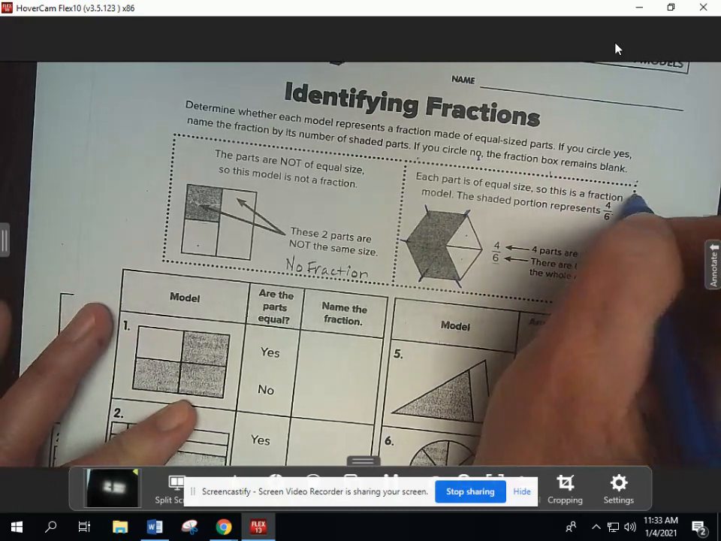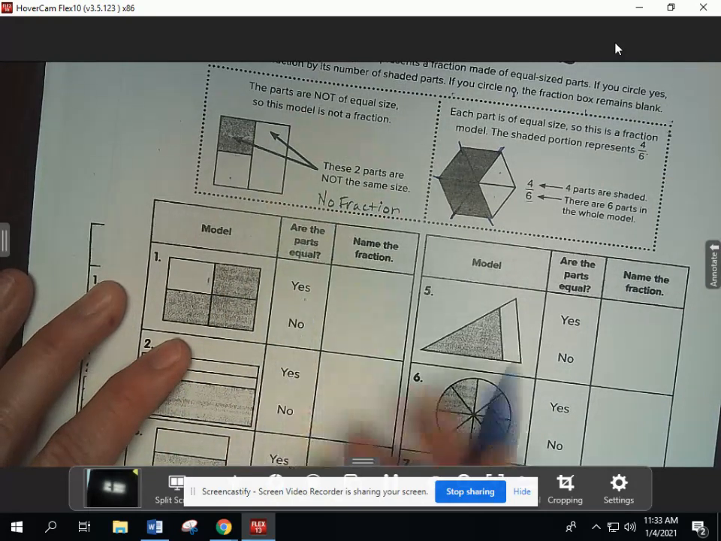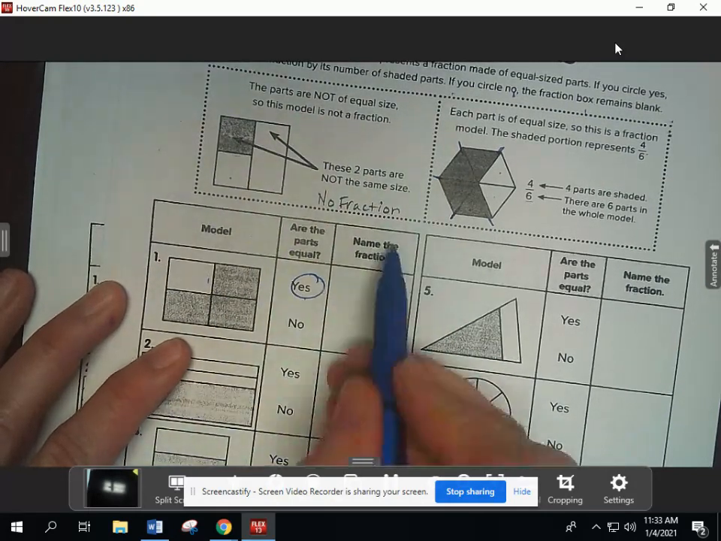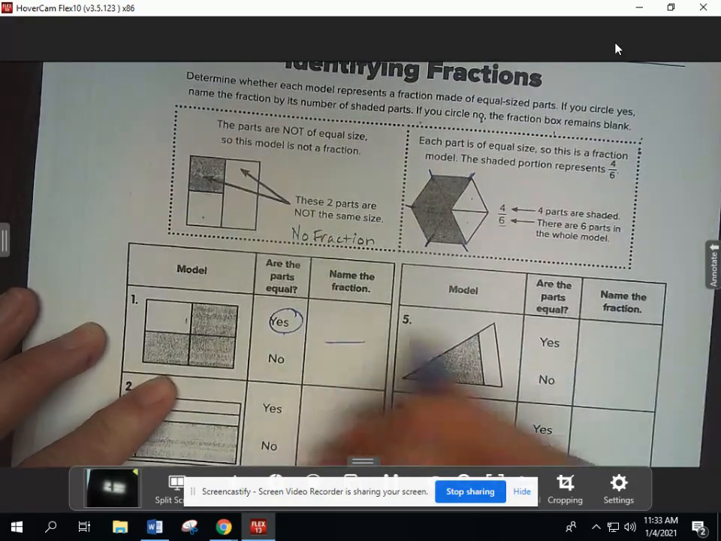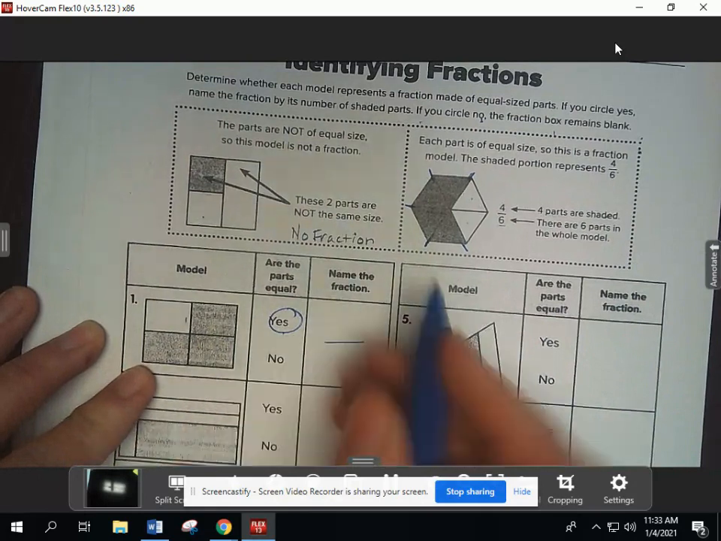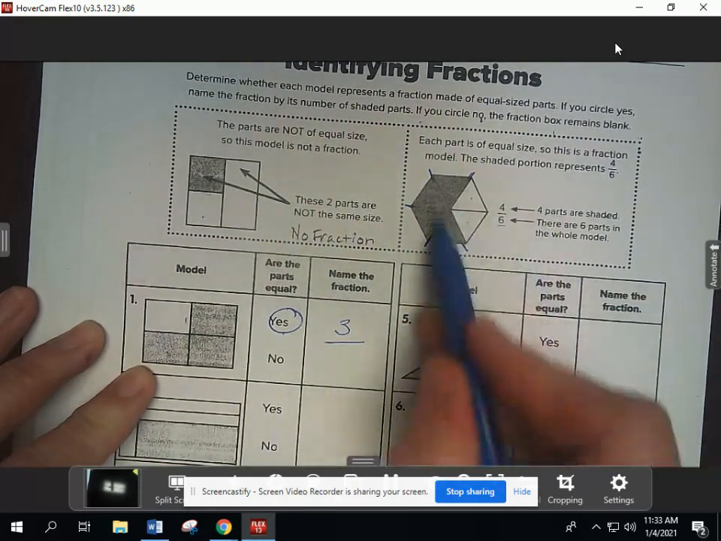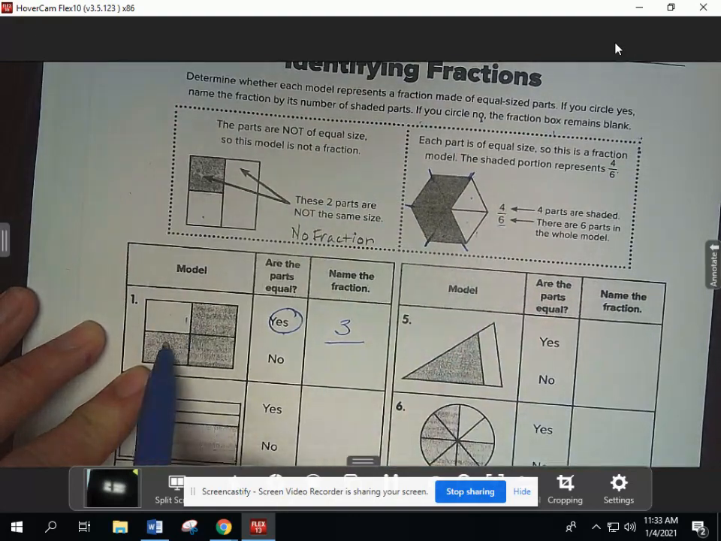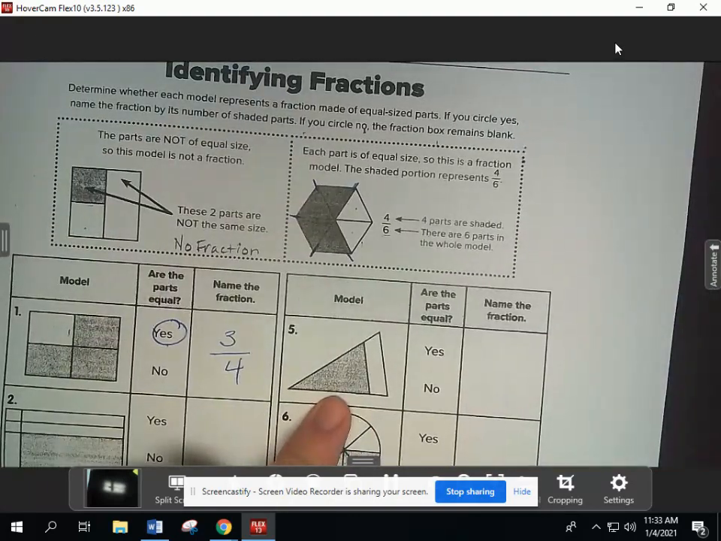So we're going to do number 1 together. Are the parts equal, yes or no? Yes. Now it says name the fraction. We have to have the parts that are shaded above the fraction bar. 1, 2, 3 of them are shaded. And now it says how many are there in the whole picture? 1, 2, 3, 4.